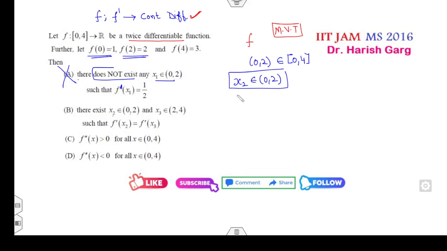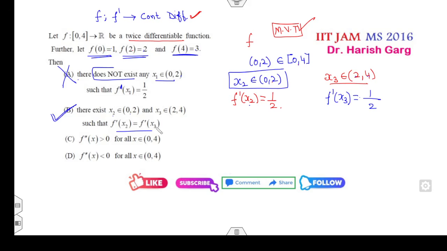So between these, let's calculate a derivative again by the mean value theorem: f of 2 minus f of 0 divided by 2 minus 0. There exists x3 between 2, 4, again by the MVT. What is the value of f dash x3? f of 4 minus f of 2, that is 3 minus 2, 1 over b minus a. So yes, both are same. There exist the numbers. Fine.